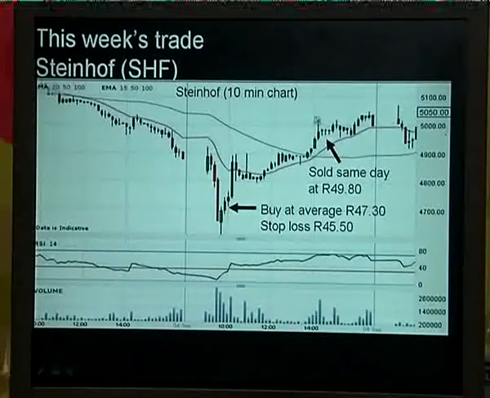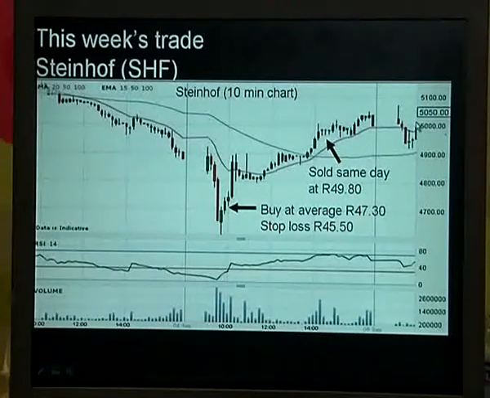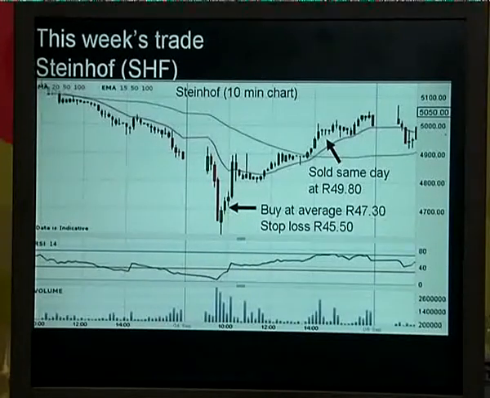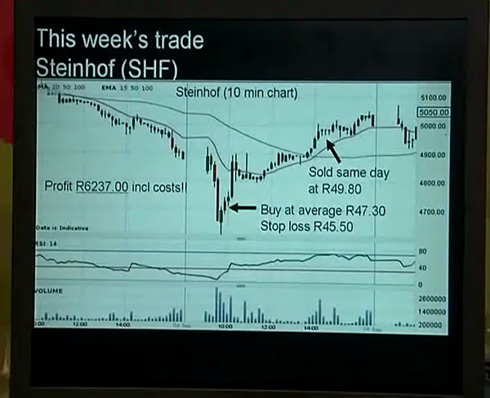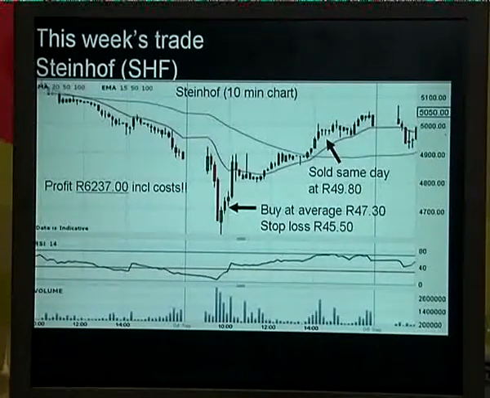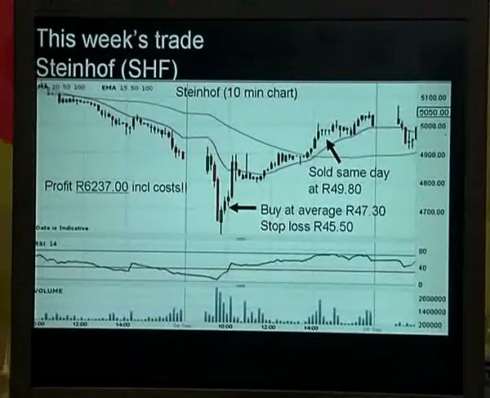It has been sticky around the 50 Rand level over recent days, which you would expect. It's a round number, and there's also a fair amount of technical resistance at that area as well. So getting out quickly was the right thing to do, and that banked us a profit of 6,237 Rand on this trade, which is not bad considering we made it on one day. We didn't even have to hold this position overnight.